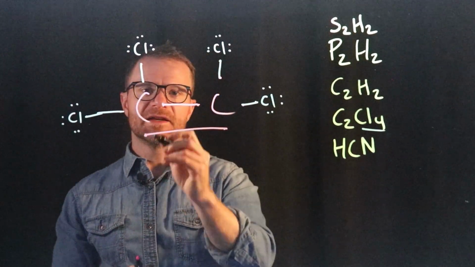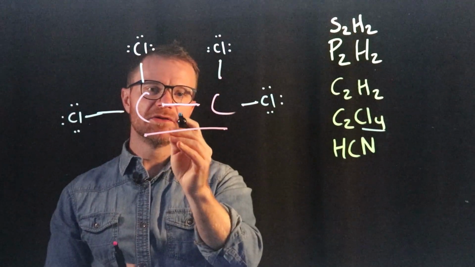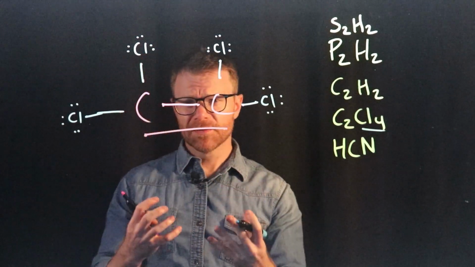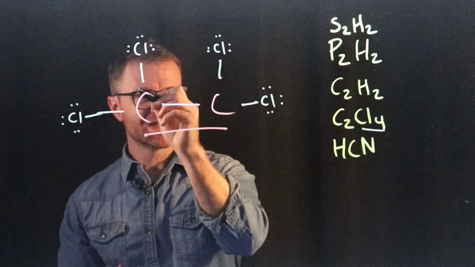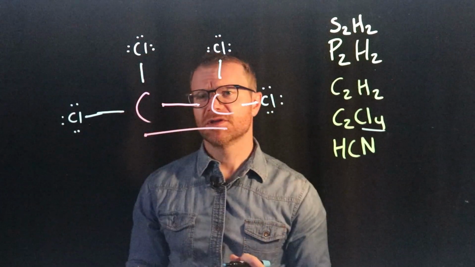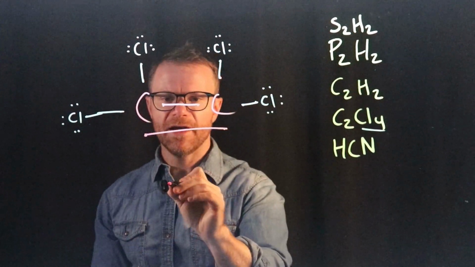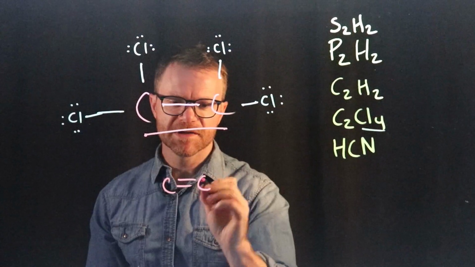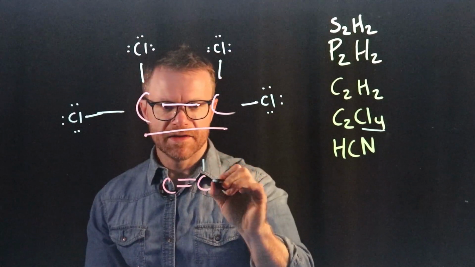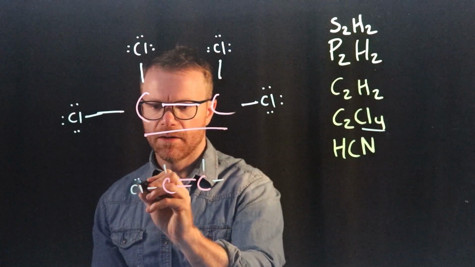They now have access to 4 bonds, a double bond and 2 singles. Each of those bonds are 2, so 2, 4, 6, 8, 2, 4, 6, 8. Carbons are stable. Now this is an ugly looking molecule. I like to redraw it as basically an equal sign. And then let's stick those chlorines on there.